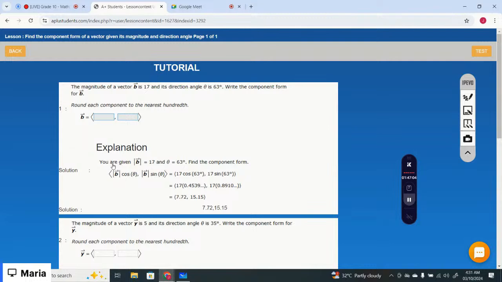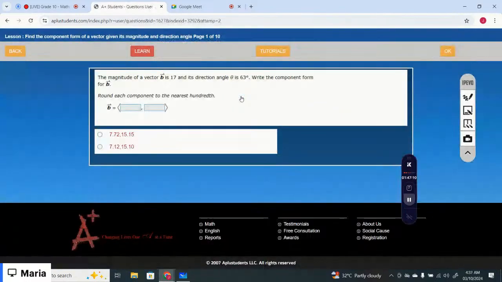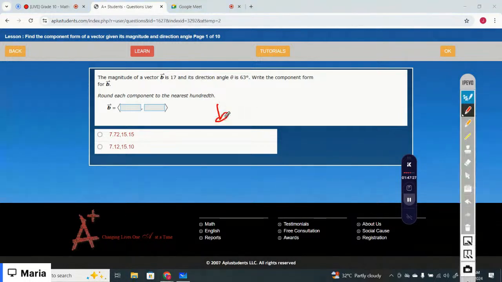Okay, let's just start with the test questions. Let's see how do we find the components, right? The magnitude of the vector B is 17 and its direction is 63 degrees. So you have to do B cos theta and B sin theta. B is 17, so 17 cos 63 and 17 sin 63.